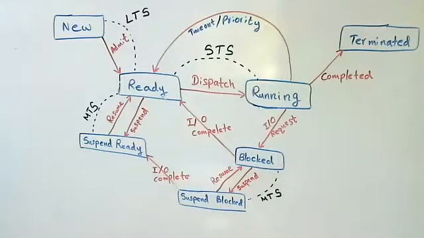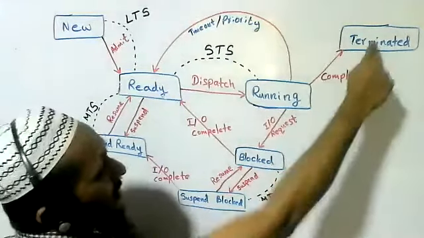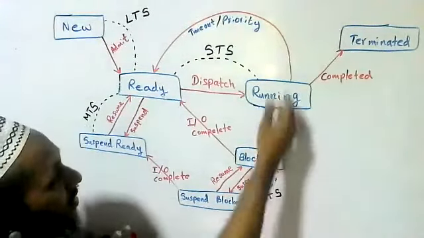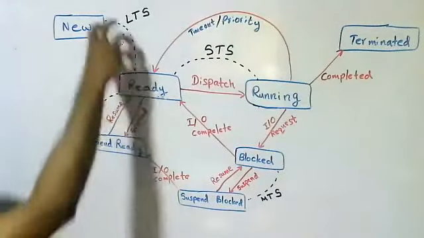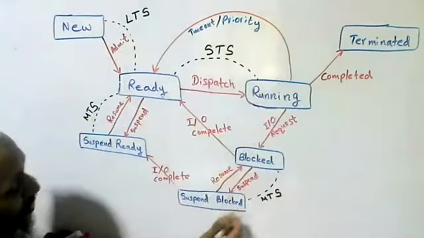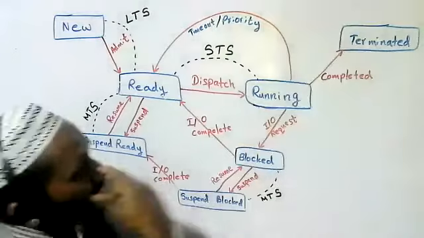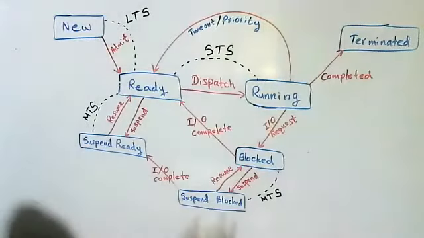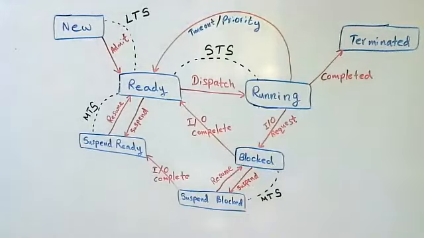I'm asking a question. Why is there no scheduler here? Schedulers are only in new to ready, ready to running, blocked to suspend blocked, and ready to suspend ready. Then running to terminated, no scheduler is there. Running to blocked, no scheduler is there. What's the reason? Can you explain it?